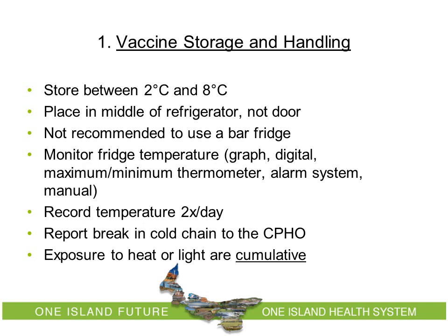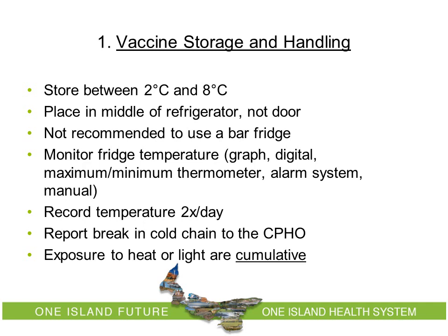All vaccine must be stored between 2 and 8 degrees Celsius. Vaccine should be placed in the middle of the refrigerator, not on the door. By placing it on the door, this may lead to repeated exposure to temperature fluctuations. It's not recommended to use a bar fridge due to the inconsistency of the temperature. The fridge temperature must be monitored and recorded twice a day, either by using a graph, digital thermometer, a maximum minimum thermometer, an alarm system, or manually.